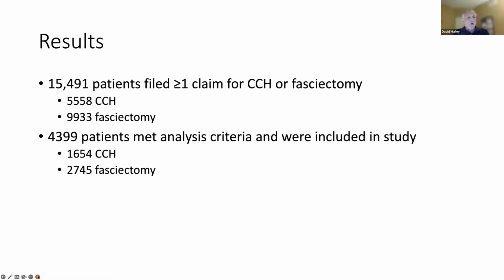The results were that we had 15,491 patients with either a claim for CCH or for fasciectomy. And we had 4,399 patients that met the analysis criteria and were included in the study. That was 1,654 patients treated with Collagenase, and 2,745 patients treated with fasciectomy. Next slide, please.